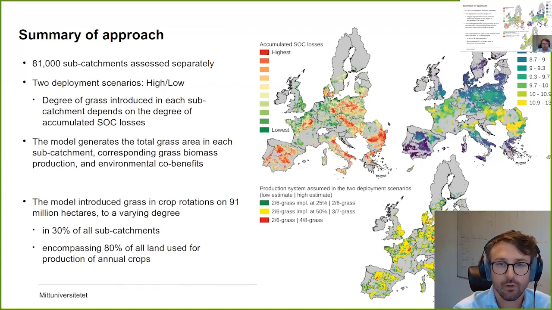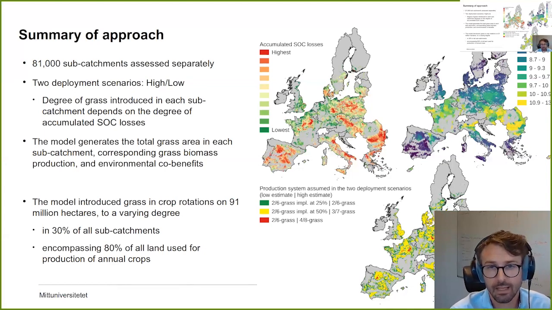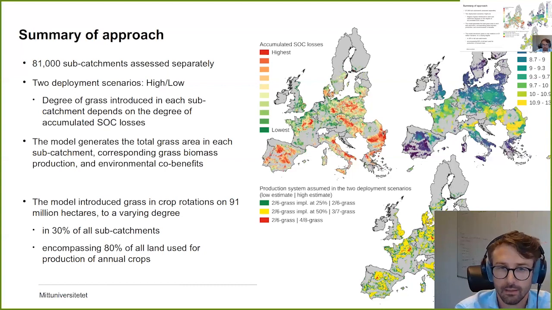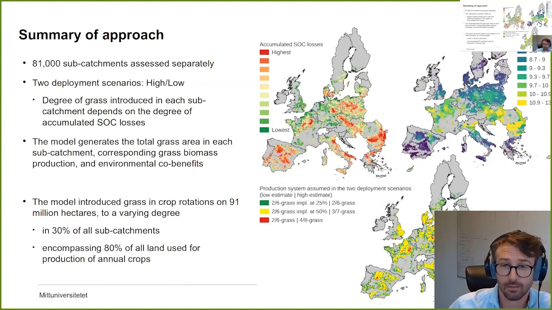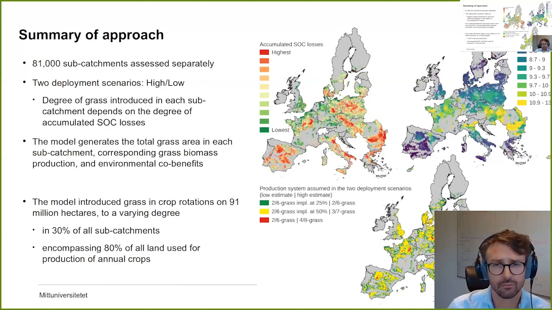On the top left figure here, we can see accumulated soil organic carbon losses across Europe, and it correlates very well with the density of annual crop production. To the right, we see a yield model, which we also used, because when the model had introduced the grass into the crop rotation, we also got the grass area, and then we could calculate how much grass biomass could be produced. And at the bottom, we see a figure showing what type of grass and to what extent it was introduced in crop rotations, because that, as I just said, depends on accumulated soil organic carbon losses.